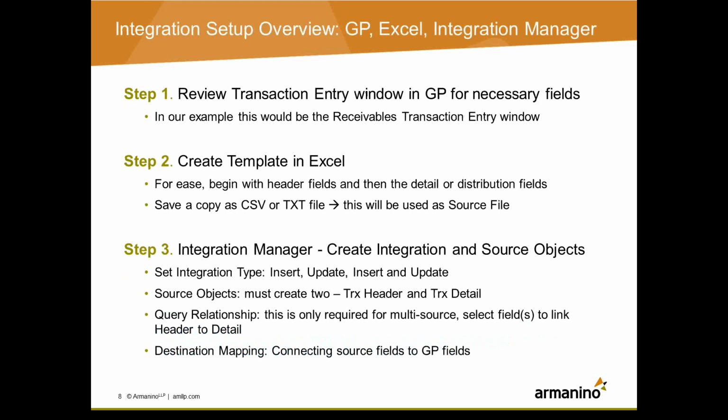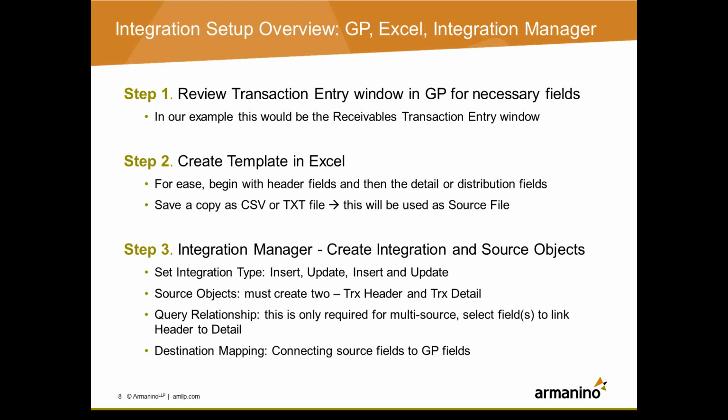Okay, so there are general steps. Step one, you want to review your transaction entry window just to go over your fields and make sure that you include everything that you need. Then you're going to take that information, put it into a template in Excel, and once you've laid it out, you're going to save a copy as a CSV file. So we tend to recommend that you have a master file, which is an XLS Excel file, and then you overwrite your CSV each time. And the CSV is the one that's actually going to be used by Integration Manager as the source file.